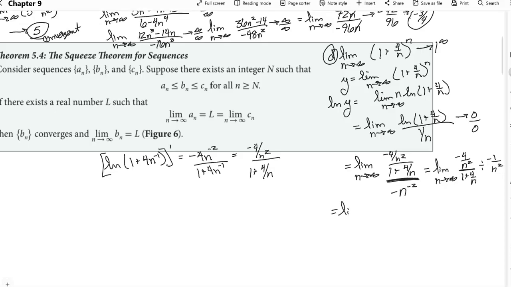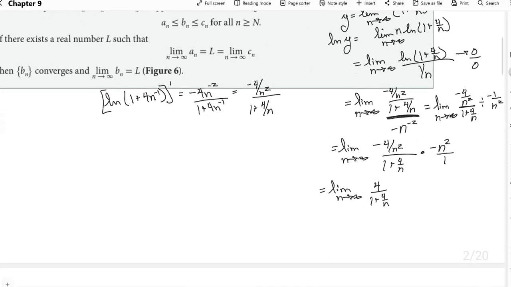When we divide fractions, we do keep, change, flip. So I have negative 4 over n squared over 1 plus 4 over n times negative n squared over 1. And then when we multiply those fractions across, we're going to have a 4 over 1 plus 4 over n. That's what we're going to take the limit of as n goes to infinity. That 4 over n is going to go to 0, so this is going to go to 4 over 1 plus 0, which is really just a 4.